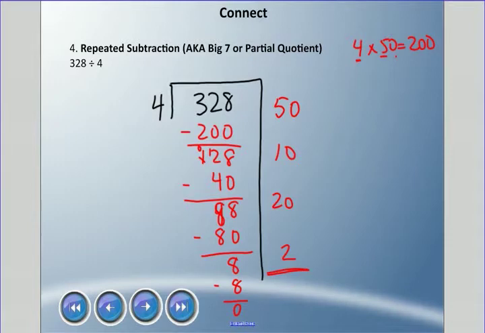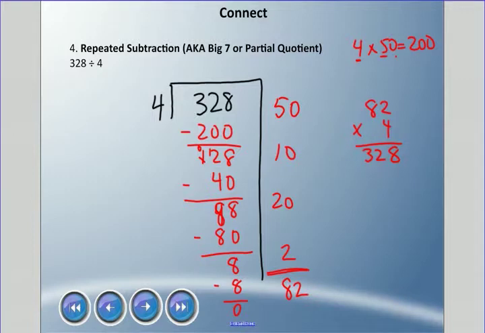Now what I'm going to do is add up all these numbers in the side column. 50 plus 10 plus 20. So 50 plus 10 is 60, plus 20 is 80, plus 2 is 82. So our answer here is 328 divided by 4 is 82. I'm going to double check my work. 82 times 4: 2 times 4 is 8, 8 times 4 is 32.